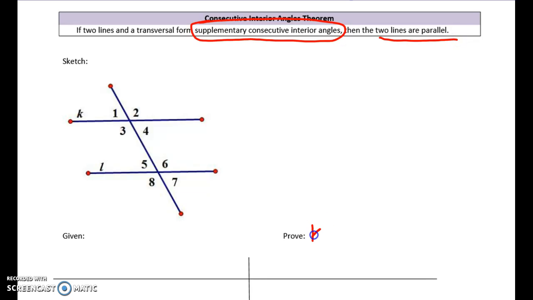So I know my prove statement is to prove the lines to be parallel, and for my given statement, I need to choose two consecutive supplementary angles. So I'm going to choose 4 and 6. I could have also chosen 3 and 5, but I'm liking 4 and 6 today. So I'm going to say that angle 4 is supplementary to angle 6, because remember we're given that the consecutive interior angles are supplementary. So that's my given statement.